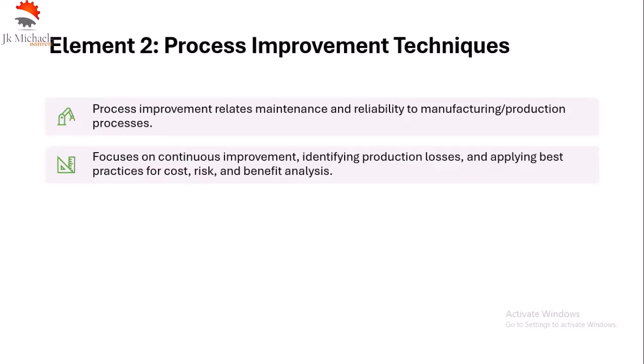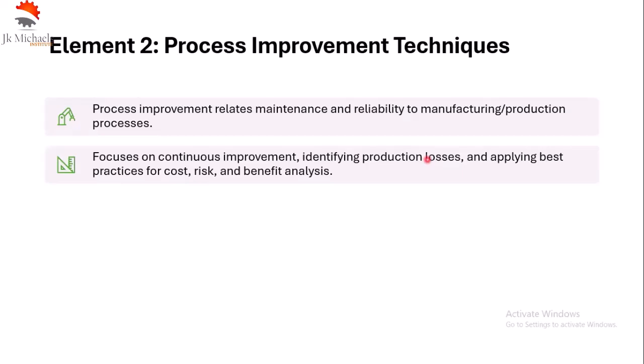Now, the goal is to focus first on continuous improvements, right? Identifying production losses and applying best practices to cost, risk, and benefit analysis. It's important to say that sometimes these losses can come obvious. So, in other words, if we do an OEE and we get a number like 75 against a target number like 85, like in the video we watched initially, well, clearly there are some production losses that are obvious, right?